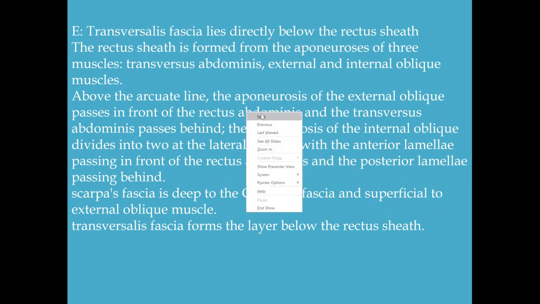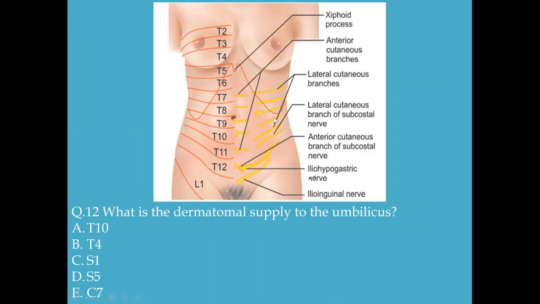Thank you, Dr. Rafa. So, what about this question? Question 12. What is the dermatome supply to the umbilicus? A, T10. B, T4. C, S1. D, S5. E, C7.